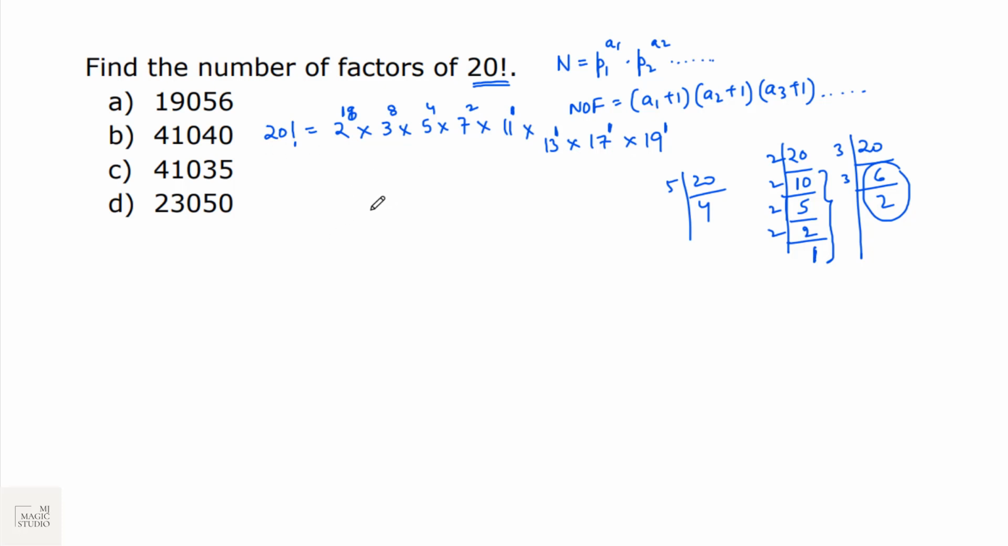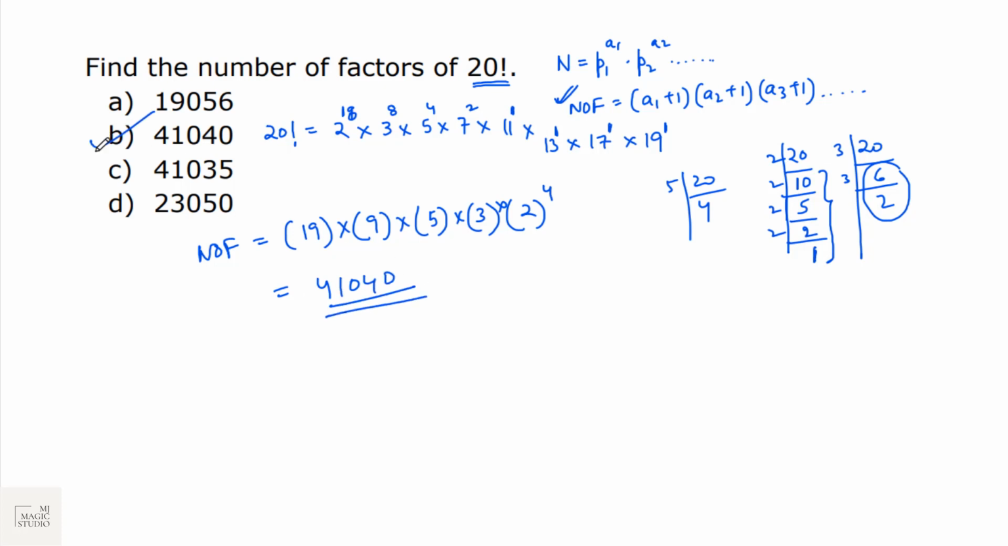This is the easiest way to do prime factorization of a given number, and a number which is as large as 20 factorial. Now we can apply this formula. Formula is power plus 1 into power plus 1 into power plus 1. So number of factors of factorial 20 are 18 plus 1, 19, into 8 plus 1, 9, into 4 plus 1, 5, into 2 plus 1, 3, into 1 plus 1, 2, 2, 2, 2. So 2 to the power 4. On multiplication, you will get 41040. That is option B.